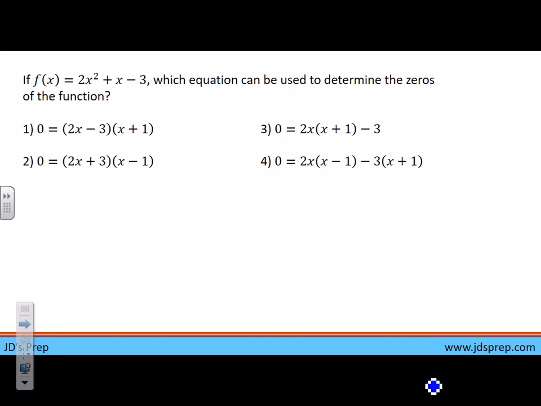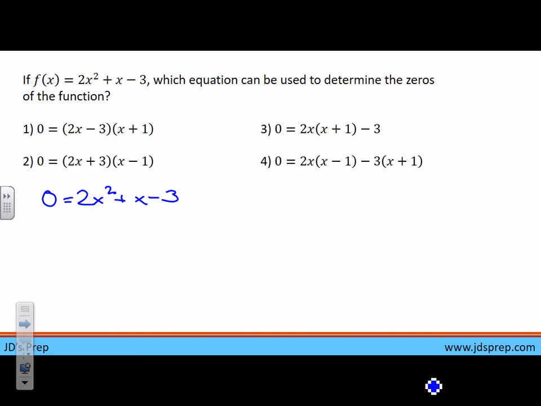Welcome to JD's Prep. In this problem, we want to know which one of these four equations can be used to determine the zeros of the function f of x equals 2x squared plus x minus 3. To find the zeros of a function like this one, we want to set the function equal to 0. So the first thing we would do is write 0 equals 2x squared plus x minus 3.